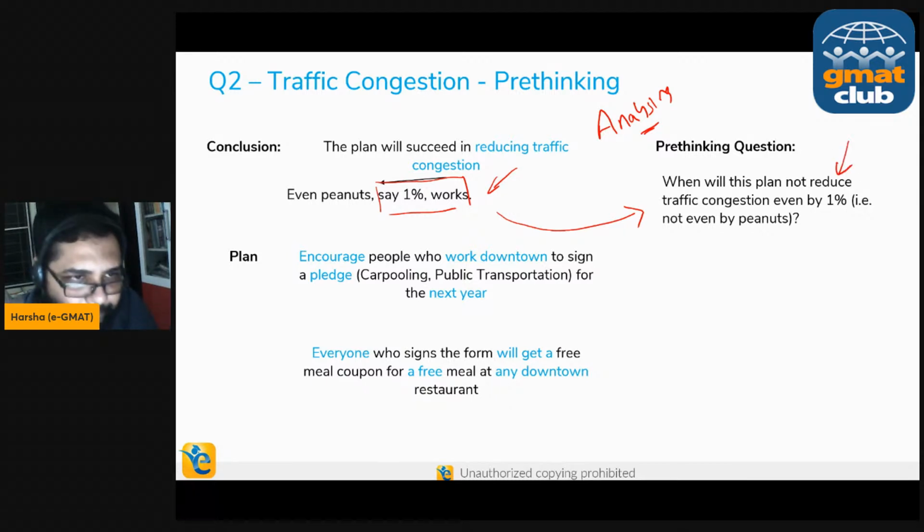When will this plan not reduce traffic congestion even by peanuts? Given that there is this plan, it's about encouraging people who work downtown to sign this particular pledge. Now, can anybody give me a scenario? This is the question that I've given you. Can we have one or two answers? Let's see if we have some answers.